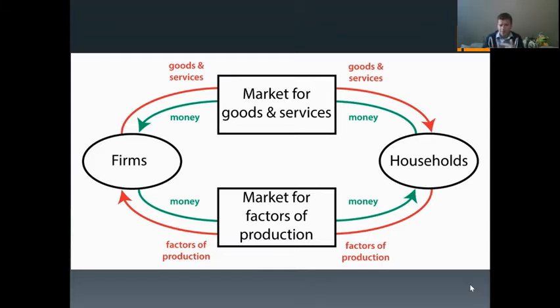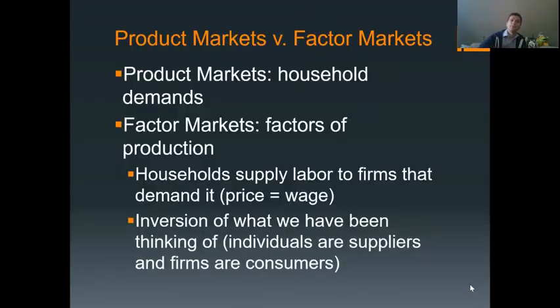So what you're seeing here is a flip of how we've been looking at everything. Before, firms were supplying and households were demanding. In factor markets, it's the opposite. Households supply, firms demand. So to formalize that a bit, product market, household demands. Factor markets, factors of production means that households supply labor. We're normally going to be looking at labor markets, but it's really all factors of production. We're using labor as sort of the base case in this situation. They supply the labor to the firms that demand it.